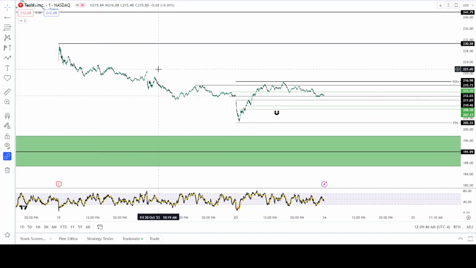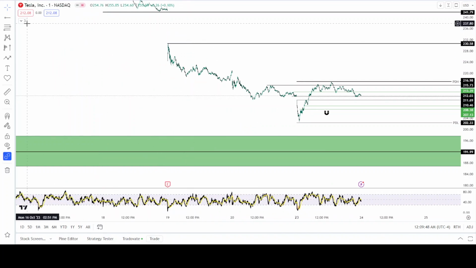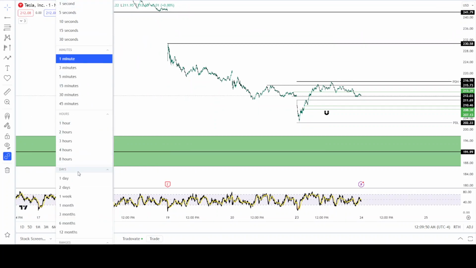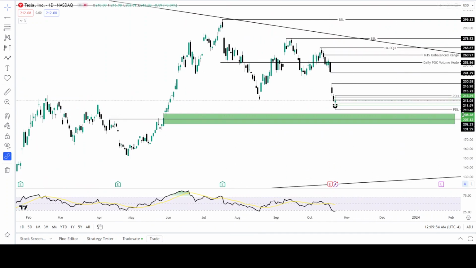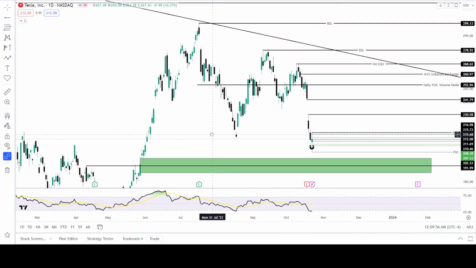So hopefully this has been helpful. Let's just go back out to a higher time frame, and the last thing I want to look at is where the moving averages are. Just so you guys can see that.